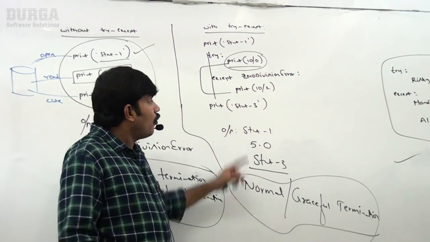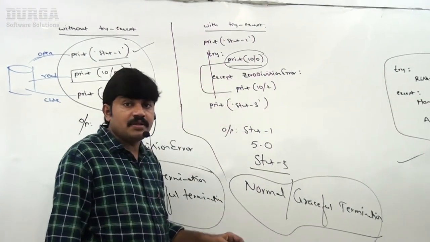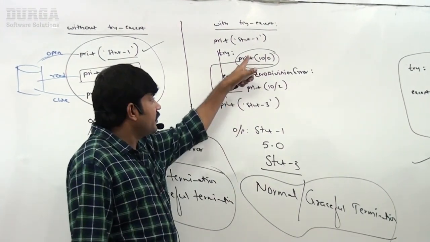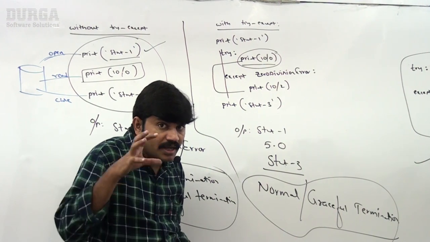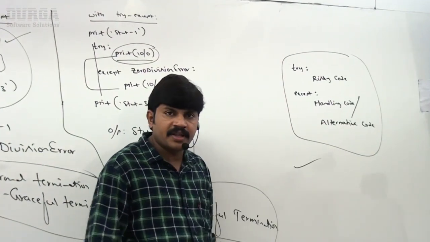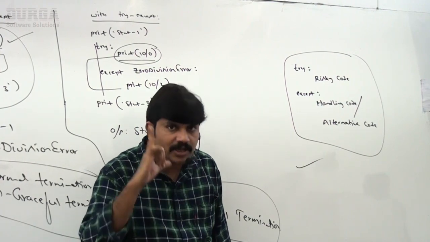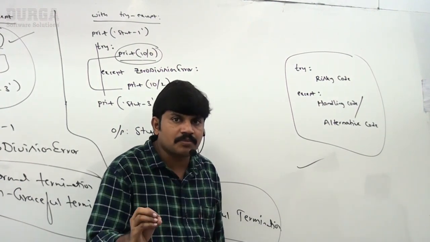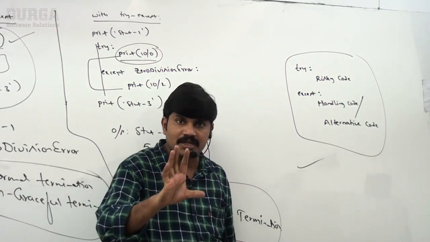So how you can handle exceptions in our own way by using try except. Try means try block, where risky code we have to take. Inside the except block we have to take handling code. Let me execute this one. First I will show abnormal termination and then I will go for normal termination, sir.